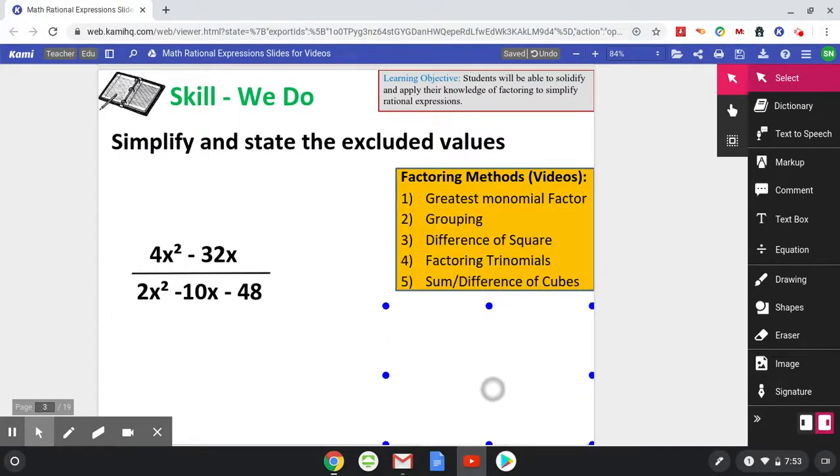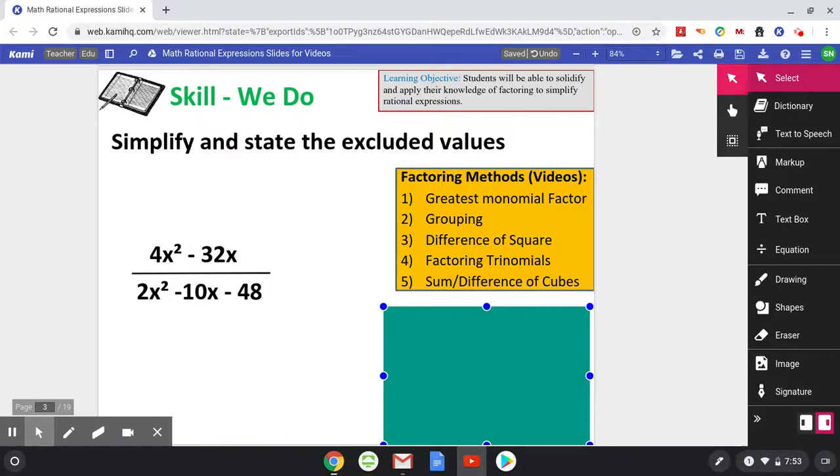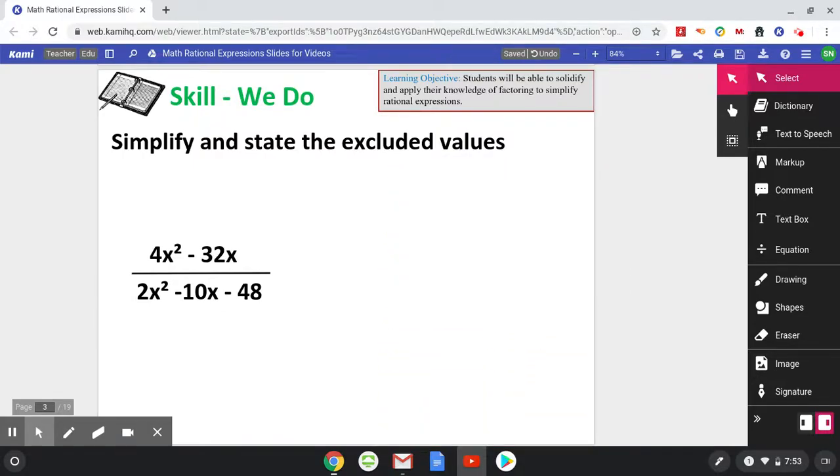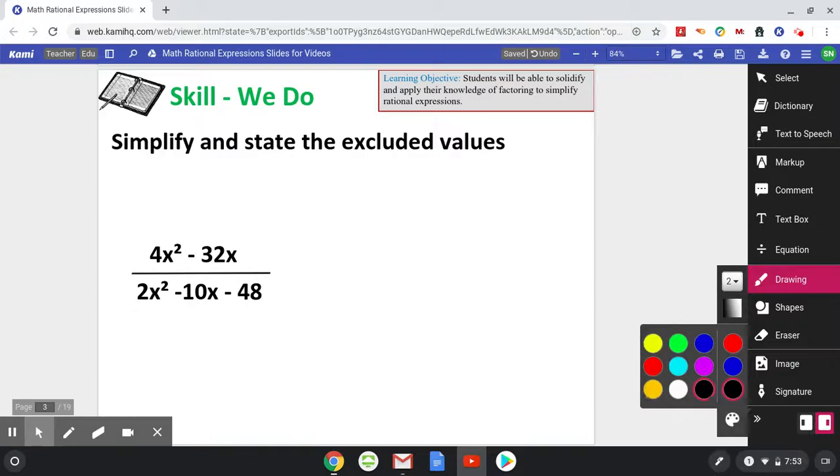Again, I want to remind you that these are the 4 different methods. There's a video for those methods that you can refer back to if you need additional assistance with factoring. I will be skipping that since we are simplifying fractions in this video.